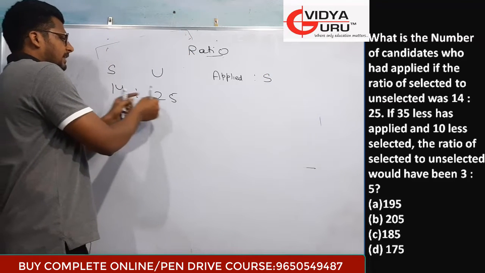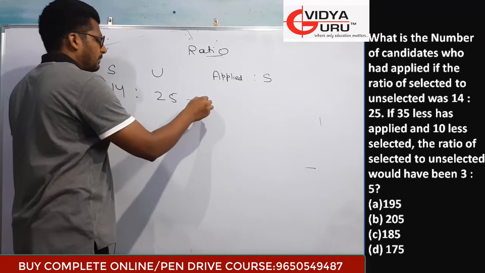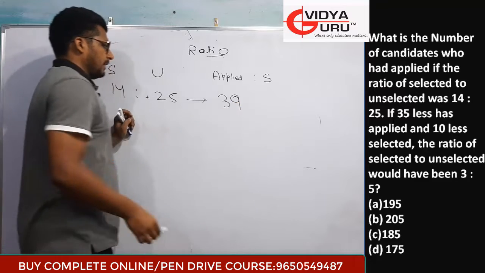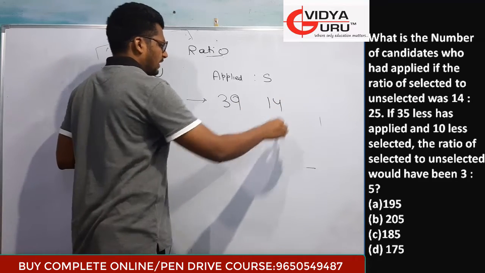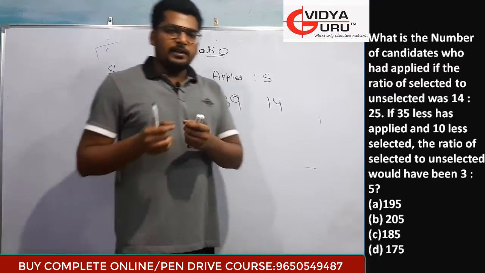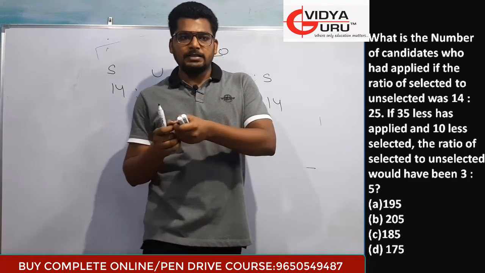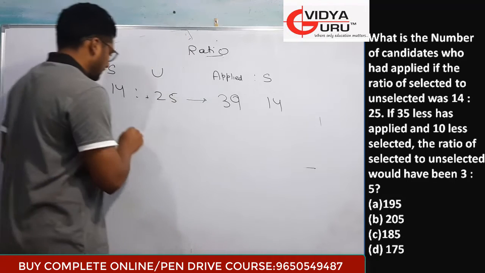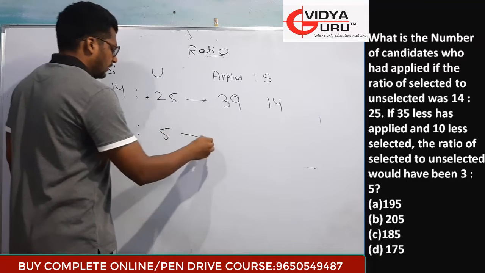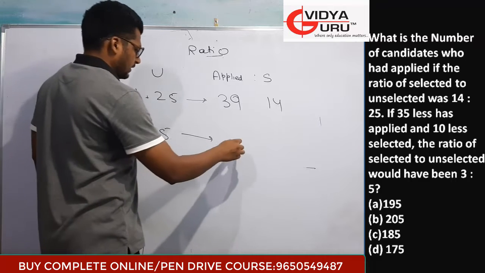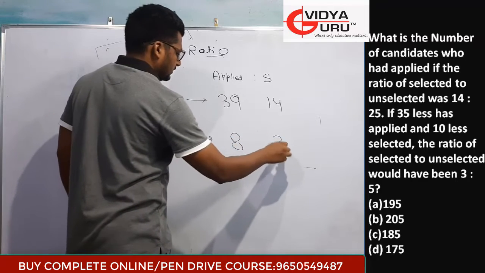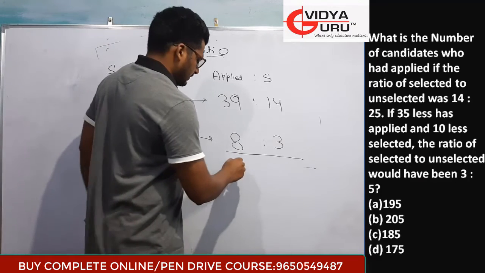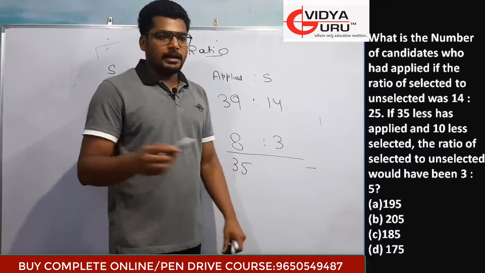If 14 are selected and 25 are unselected, then how many have applied? If we add these up, it will be 39. And how many are selected? 14. If 35 less applied and 10 less selected, then the ratio of applied to selected would be 8:3. How much applied there? 8. And how much selected? 3.